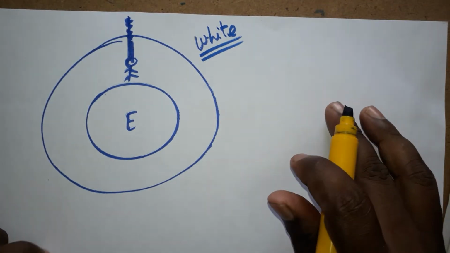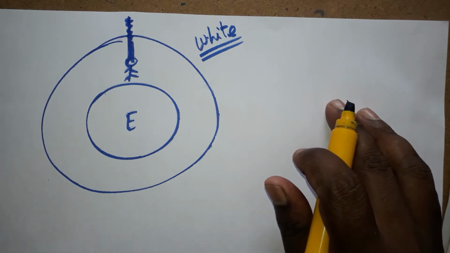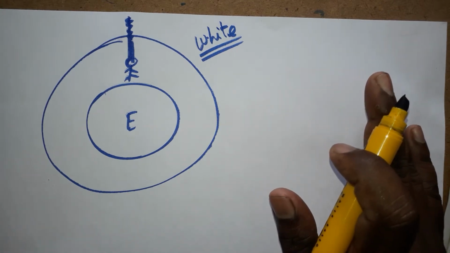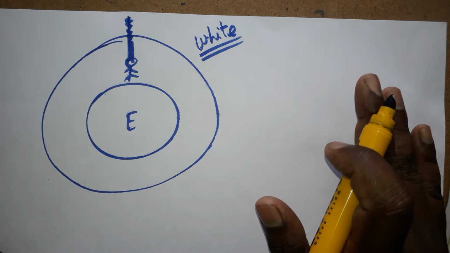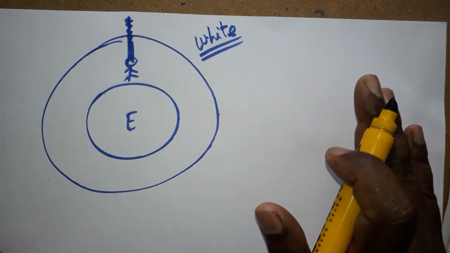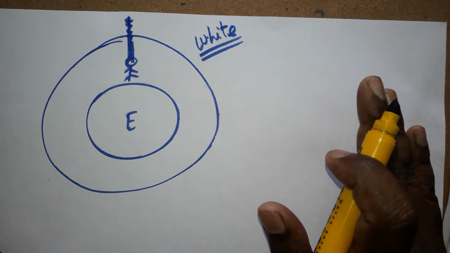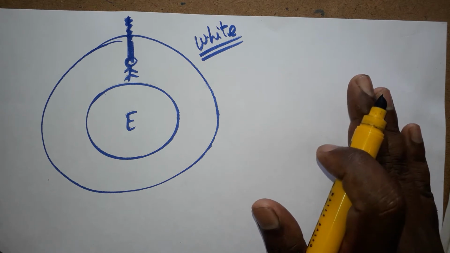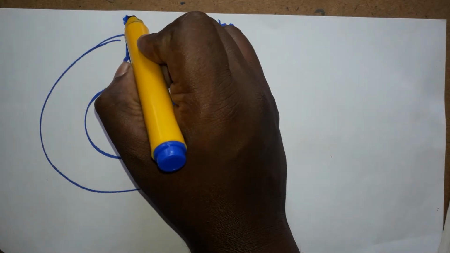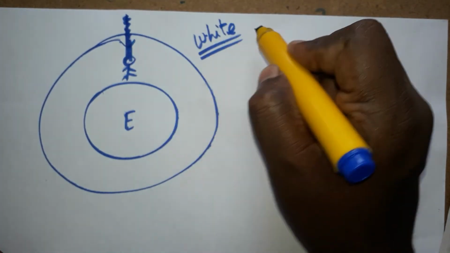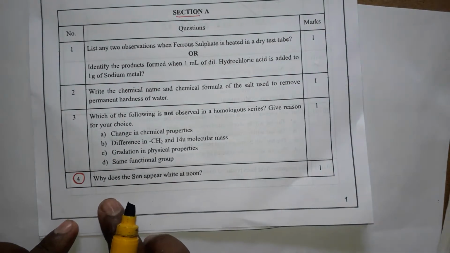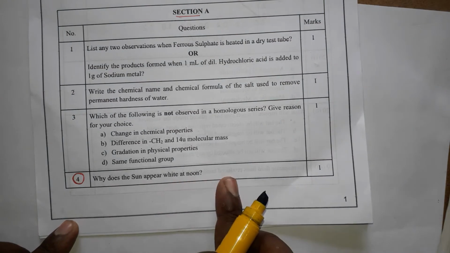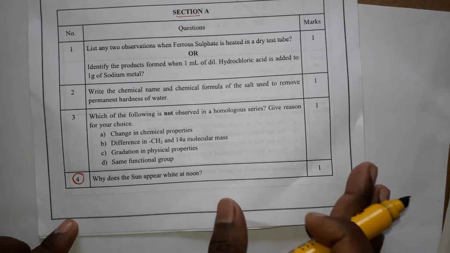In case more scattering happens, we get the sun as red color. When medium, average scattering happens, we get the sky as blue color, because of scattering of sunlight. Morning and evening the sun appears red because the scattering is more, so blue deviates away and red reaches us. At noon time the scattering is very less. That is the reason the sun appears white in color. So for question number 4, why does the sun appear white at noon? Because of the less scattering of the light.